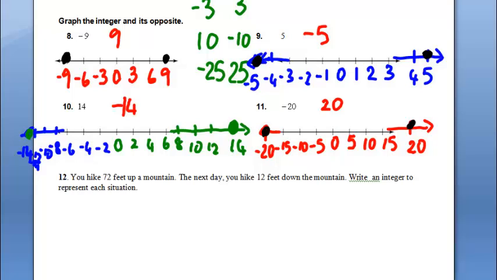Alright, let's take a look at the story problem. It says you hike 72 feet up a mountain. The next day you hike 12 feet down the mountain. Write an integer to represent each situation.